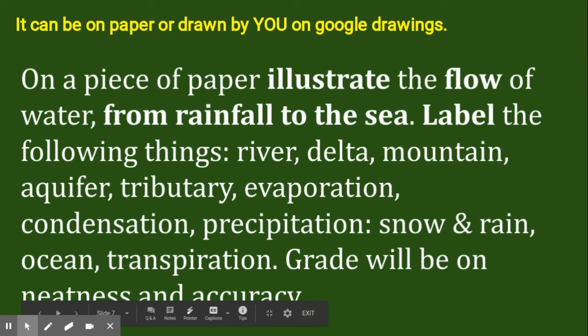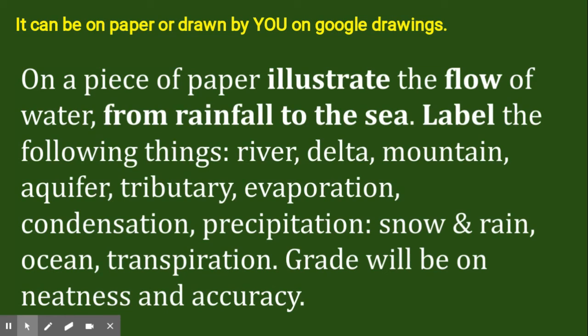You're going to illustrate your own flow of water from the rainfall into the sea or ocean, and you're going to label these different things. You're going to label a river, you're going to include a delta, a mountain, an aquifer, a tributary. You're going to have evaporation, condensation, and precipitation in the form of snow and rain, ocean, and transpiration, or evapotranspiration, however you want to say it. And your grade will be on neatness and accuracy.